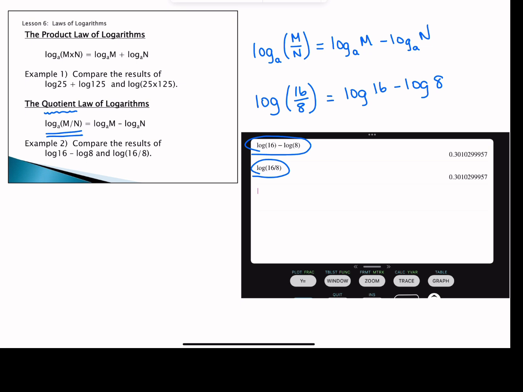So again, the point of this first slide is to show you that we have two new rules. One of them is the product law for logarithms, and the second is the quotient law. So if you are multiplying things in your argument, you can separate those two pieces of the argument using addition. If you are dividing two things inside an argument, you can separate those using subtraction.